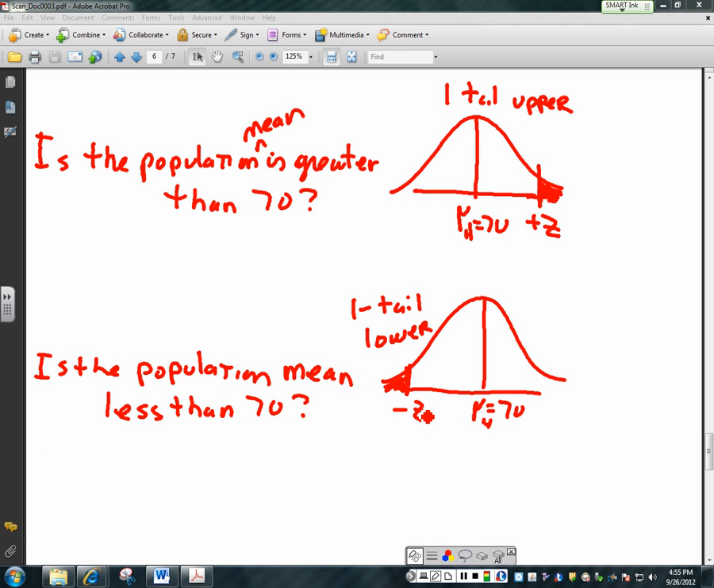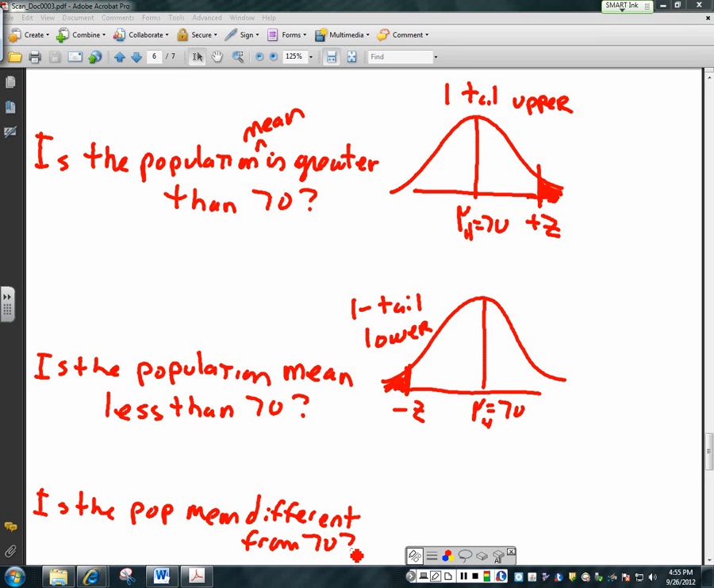And the last one is, is the population mean different or not equal to 70? So now it can be different in either direction. We still have mu equal 70 here, but we could be not equal to 70 because we were low, or not equal to 70 because we were high.